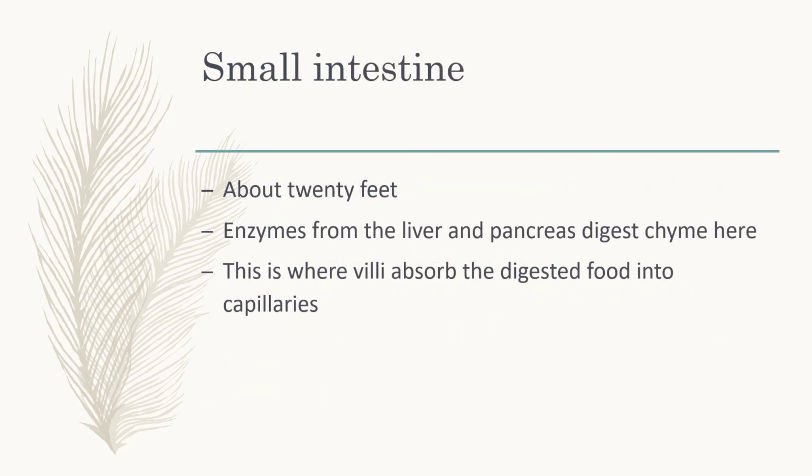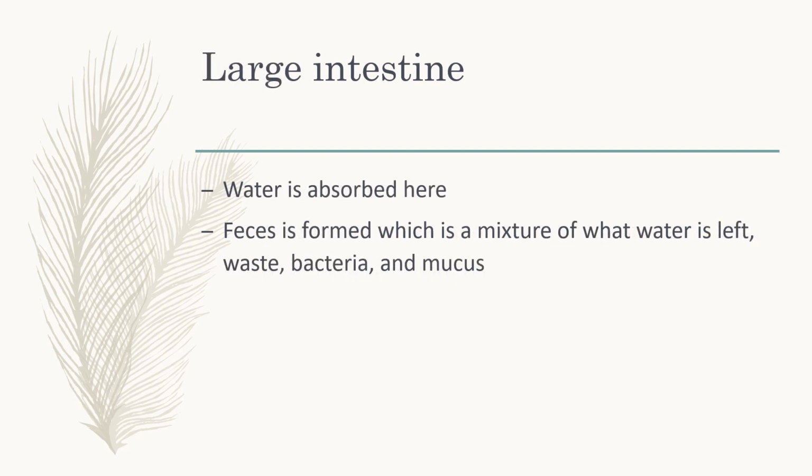The small intestines are about 20 feet long. Your enzymes from your liver and pancreas digest the chyme here. This is where the villi absorb the digested food into the capillaries, which we'll talk about later on. Villi are kind of like little fingers. They grab up everything and bring it into the lining. In the large intestines, the water is absorbed here. The feces is formed with a mixture of what's left in the water, waste, bacteria, and mucus.